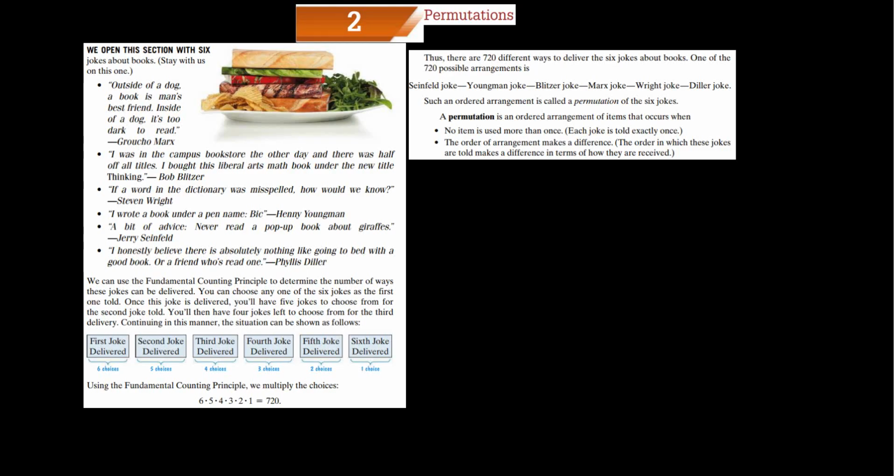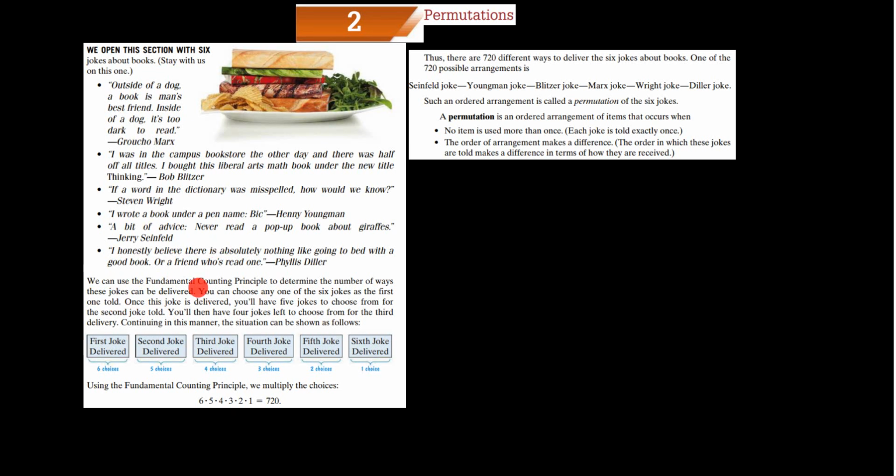Alrighty, so starting off, we're going to look at some jokes, and the term joke is used very loosely here. So we open this section with 6 jokes about books. Right? Here they are: 1, 2, 3, 4, 5, 6. I didn't think any of them were particularly funny at all, except for maybe this one. If a word in the dictionary was misspelled, how would we know? That's probably the funniest one. I don't know. Y'all can read them. But we have 6 jokes here.